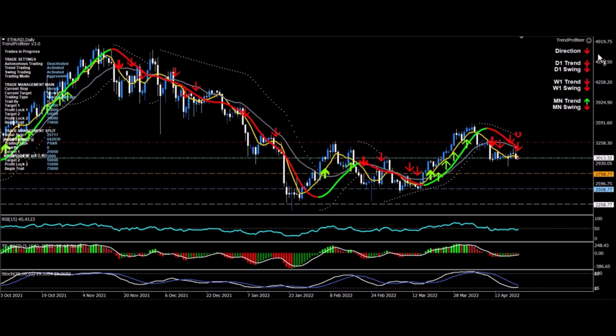And it's overall a downward trend. Daily, weekly, and monthly, 5 out of 6 are pointing down. So with this price under pressure, I feel that it's a good trade to take.